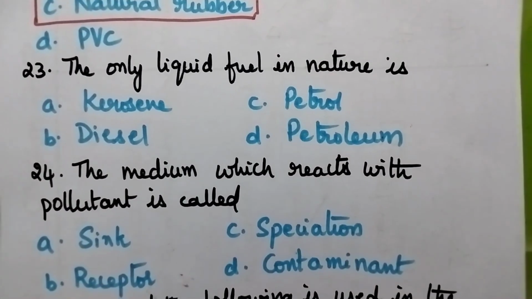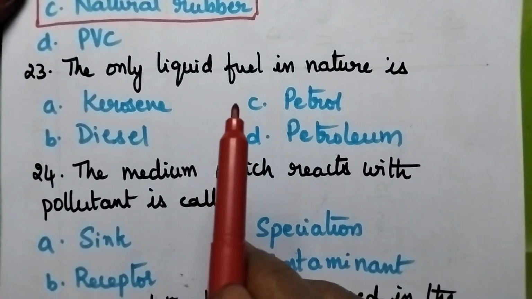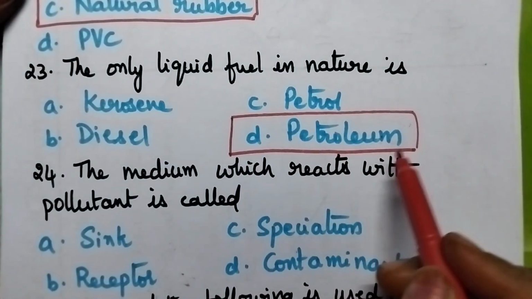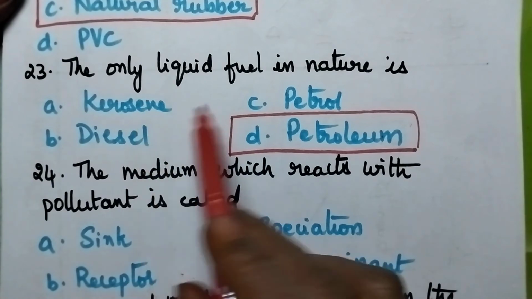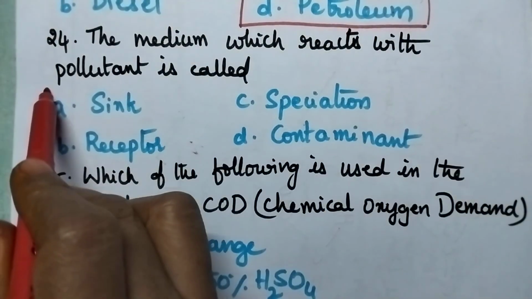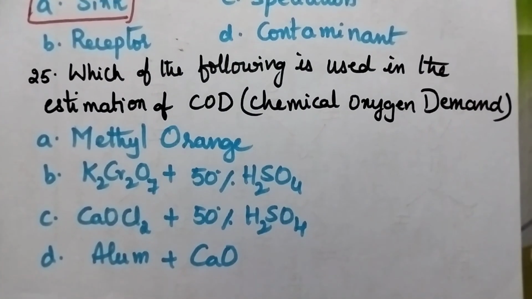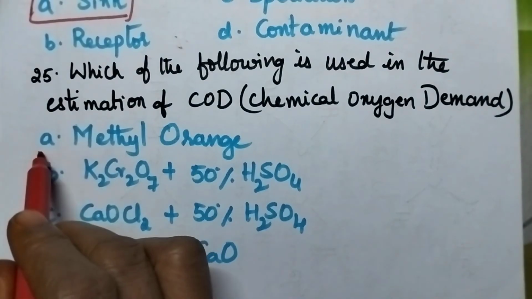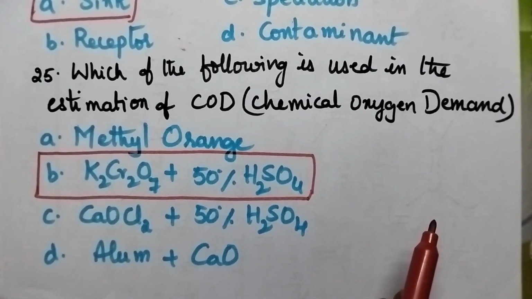The only liquid fuel in nature is. All the given options are liquid fuels, but remember that in nature only petroleum is available as the source of liquid fuels, which is also known as crude oil. So option D, that is petroleum, is the right option, and the remaining liquid fuels are derived from petroleum. The medium which reacts with pollutant is called a sink. So option A is the right answer. Which of the following is used in the estimation of COD, that is chemical oxygen demand? Definitely potassium dichromate along with 50% sulfuric acid is used for the estimation of COD of water.